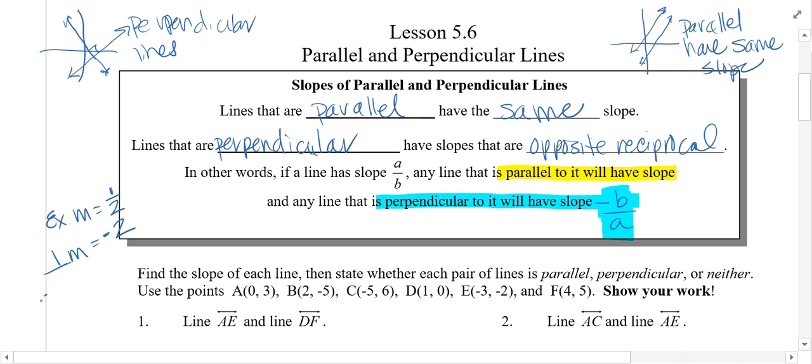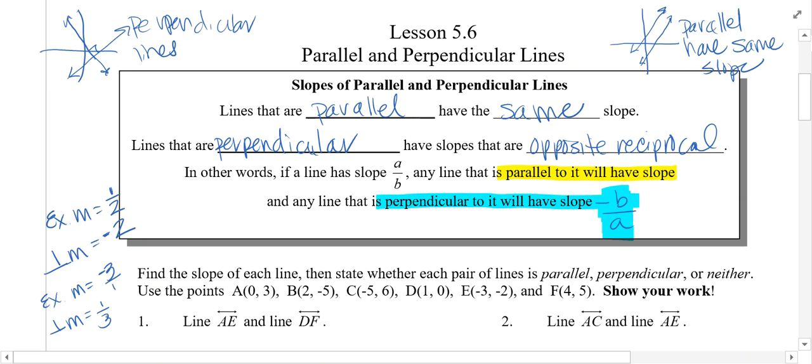Okay, let me give you another one. If my original slope is -3, what is the perpendicular slope? Any integer, we can always write like 3 over 1. So if I flip that, what's the reciprocal of -3? It's going to be 1/3. And then the sign changes, so this would be positive.